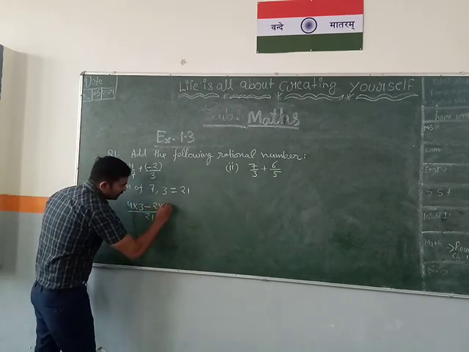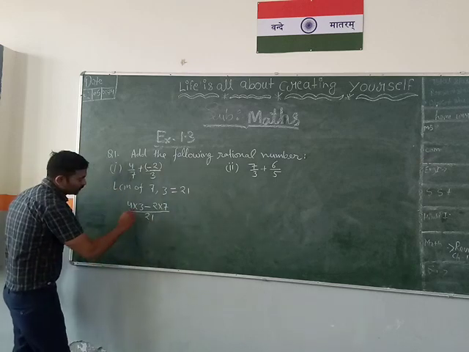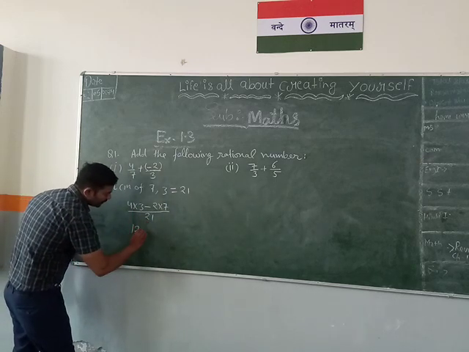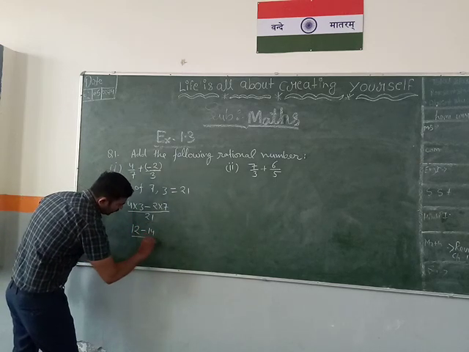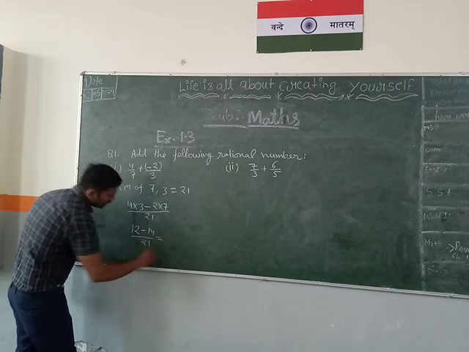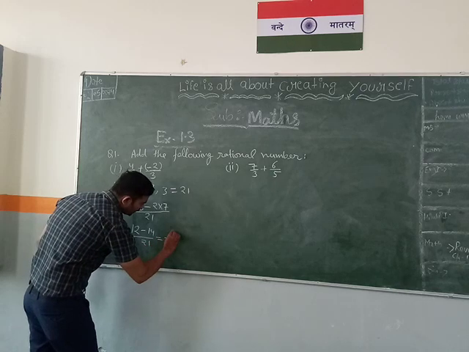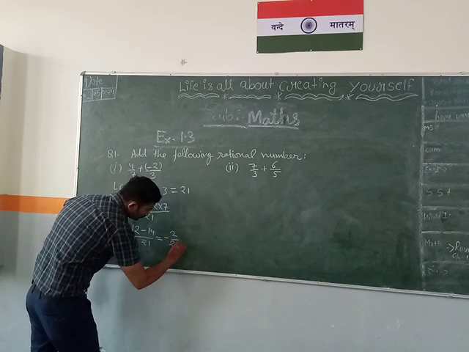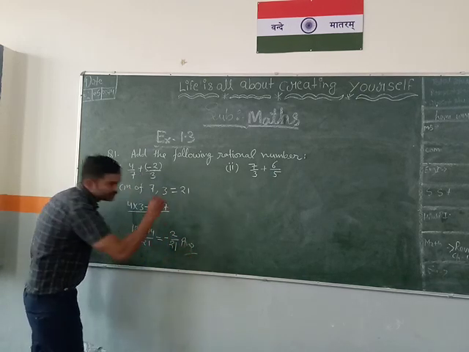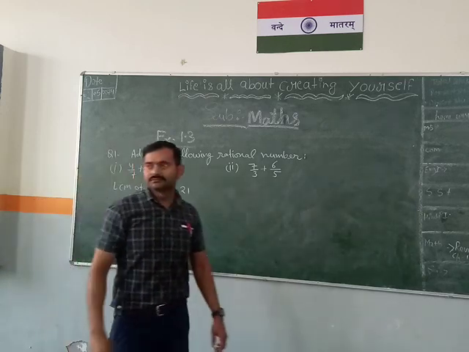2 multiplied by 7. Right here, 4 times 3 is 12, minus 14 upon 21. The answer will come in minus 2 upon 21. Minus 2 upon 21. This is your answer. Yes. Got it, everyone? Yes, sir.